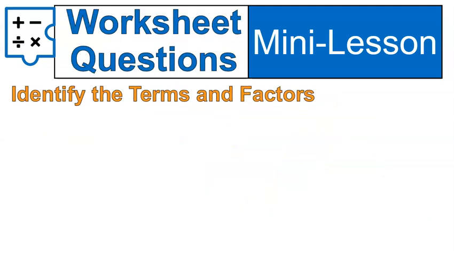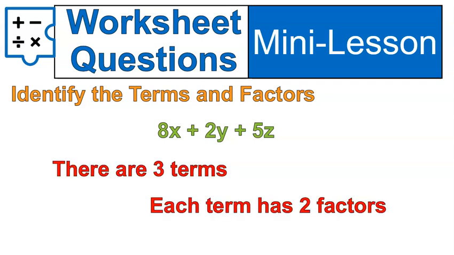I do want to review the type of question that will be asked in the worksheet. It might say this: identify the terms and factors, and then give you an expression. What it's looking for is not necessarily that you list out all the factors of each term, but that you would identify that there are 3 terms and that each term has 2 factors, so that you'll be able to count or answer how many factors are there in each term. How many terms, how many factors, and that you understand what that means. So 8x is my first term, and it has 2 factors, 8 and x. 2y is my second term, and it has the factors of 2 and y. And then 5z is my third term that has 2 factors, 5 and z.